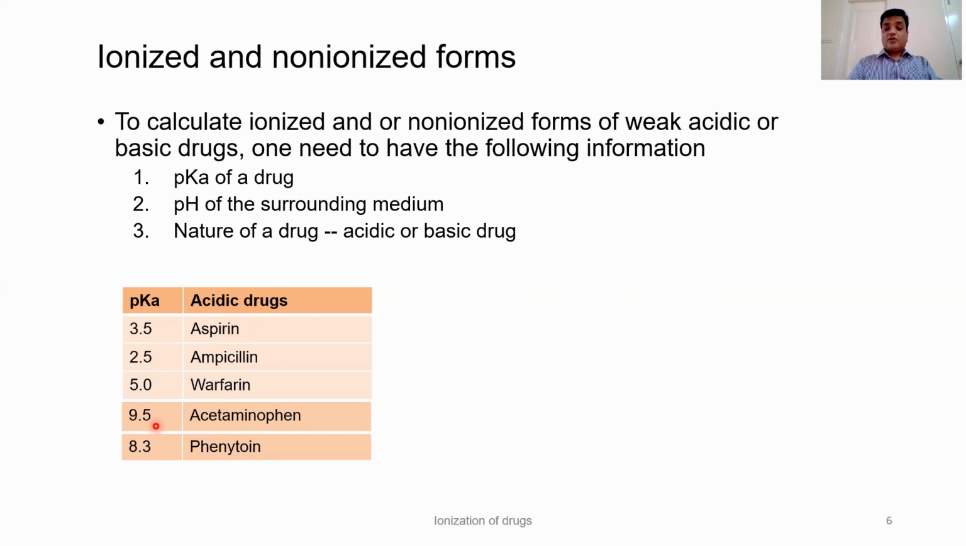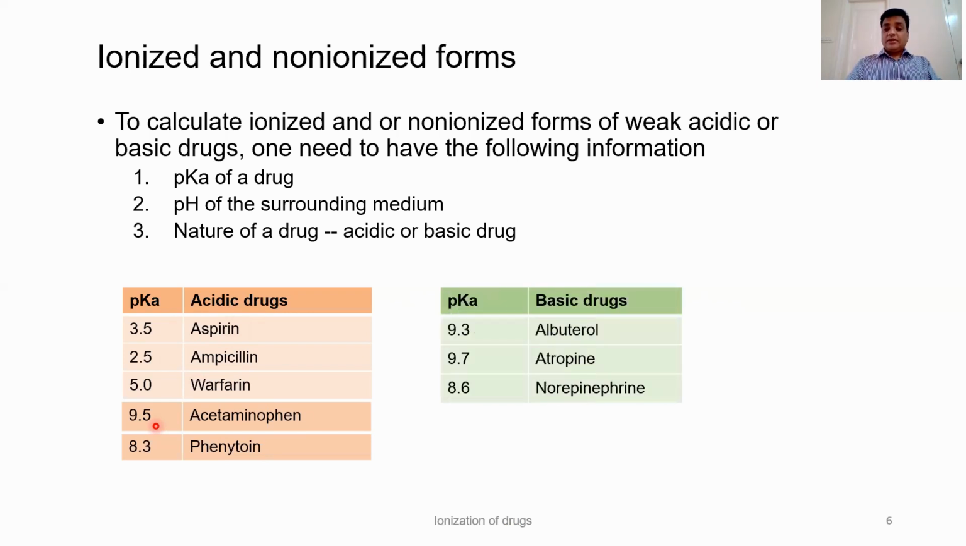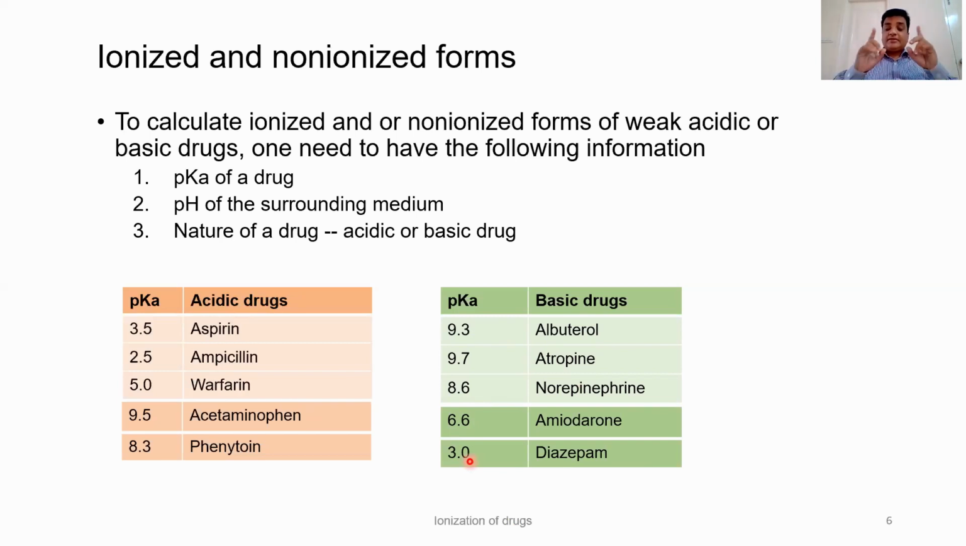You cannot always guess on pKa. Similarly to the basic drugs, you see the pKa of most basic drugs is more than 7. However, there are certain drugs like diazepam, which is a basic drug, but the pKa is less than 7. The point is, you have to know whether a drug is acidic or basic, which should be given in the question. You can make an educated guess, but it's better to know it.